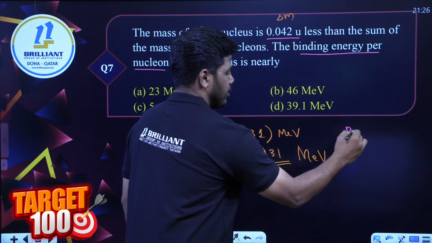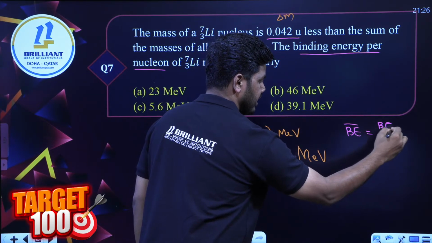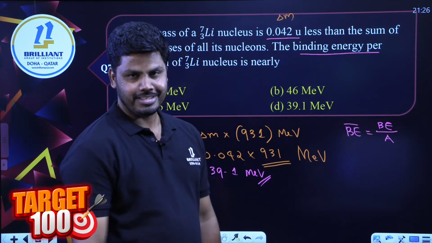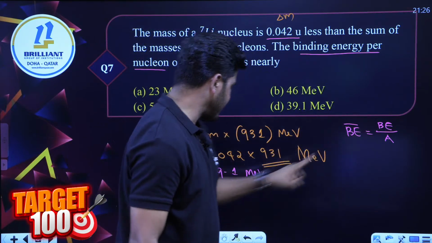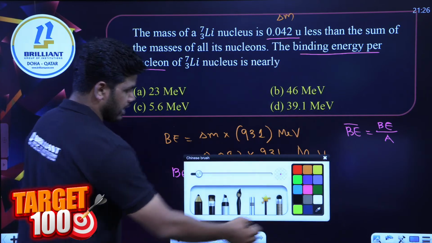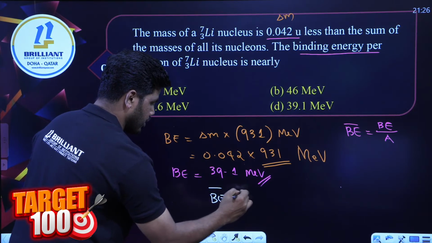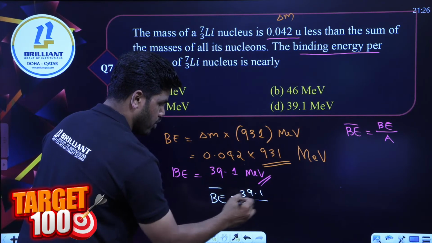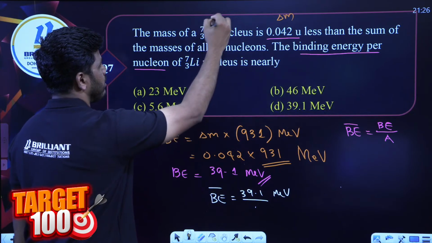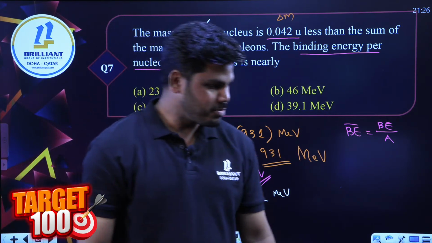Binding energy per nucleon, which is Be bar, is equal to the total binding energy of the nucleus divided by the mass number, correct? So this is not your final answer. This is only the binding energy. Then how will you calculate binding energy per nucleon? Binding energy per nucleon is equal to that 39.1 MeV divided by the mass number of lithium. That should be your final answer.